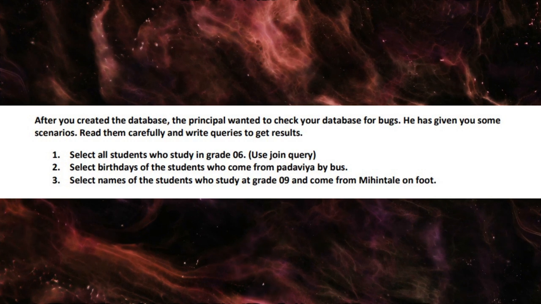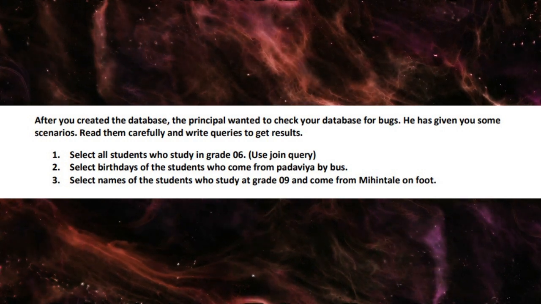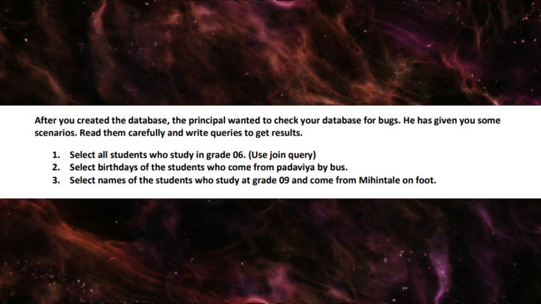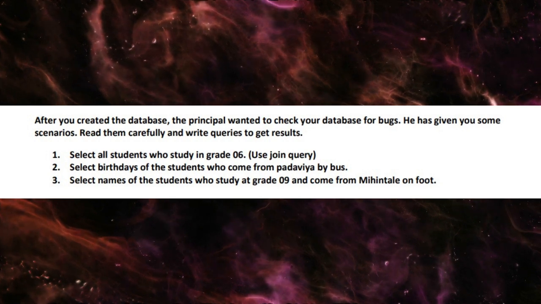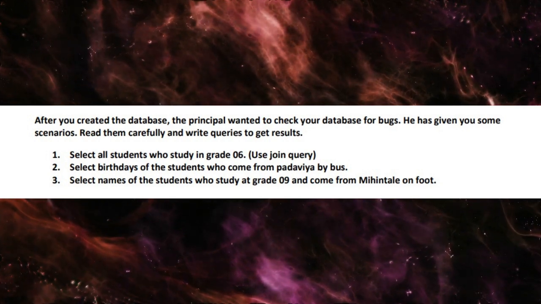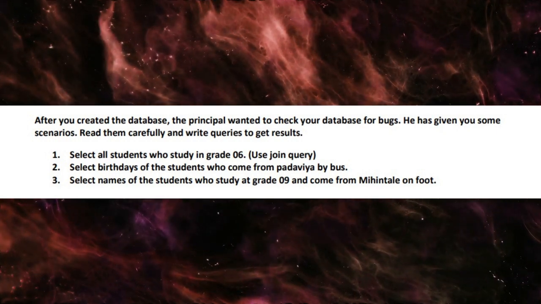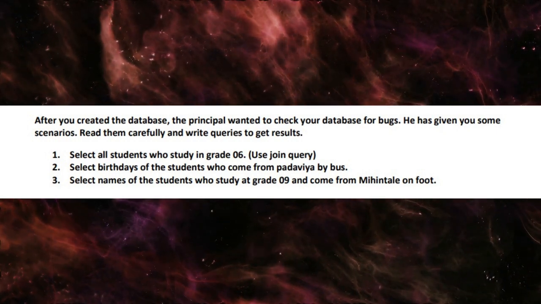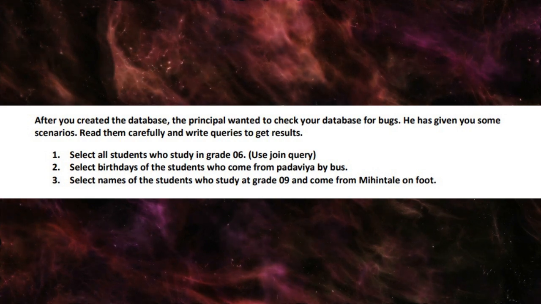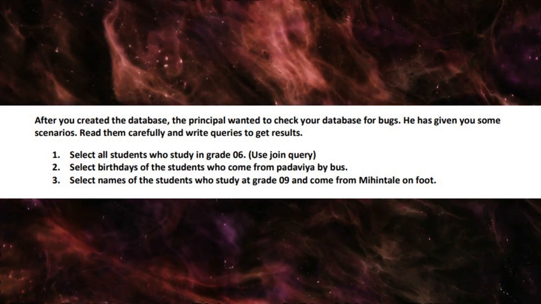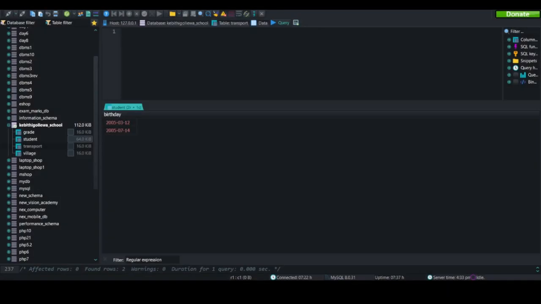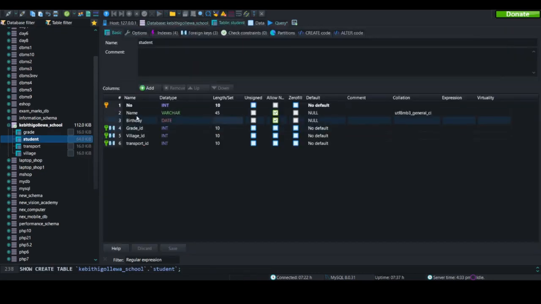Question number 3. Select names of the students who study at grade 9 and come from Mihintale on foot. Lastly, the principal wants to know the names of students who are in grade 9 and come from Mihintale, but they use foot as their transportation method. So I write a query like this. I start the query by selecting the name column.